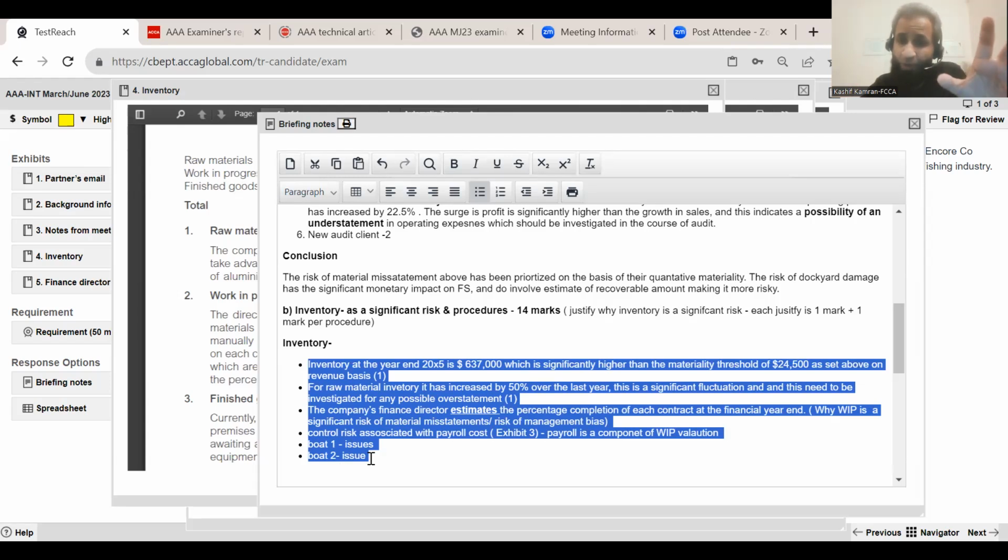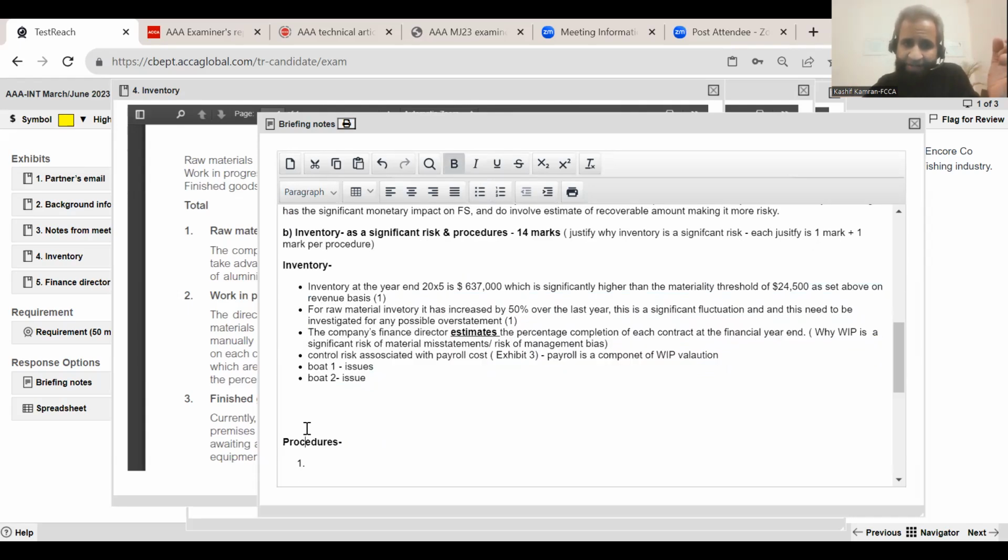Now you have a total of 14 marks for this requirement. So from 14 marks, 6 will go away. So that means when you're writing the procedures, you need to write 8 procedures. So 14 minus 6 is equal to 8.